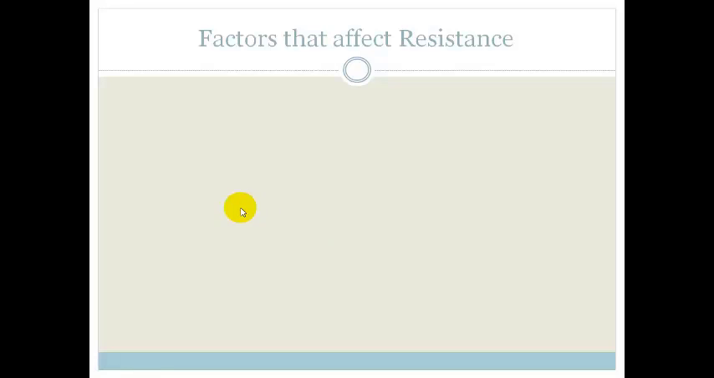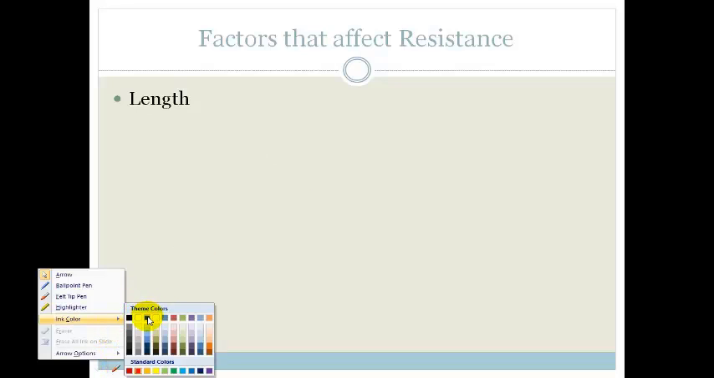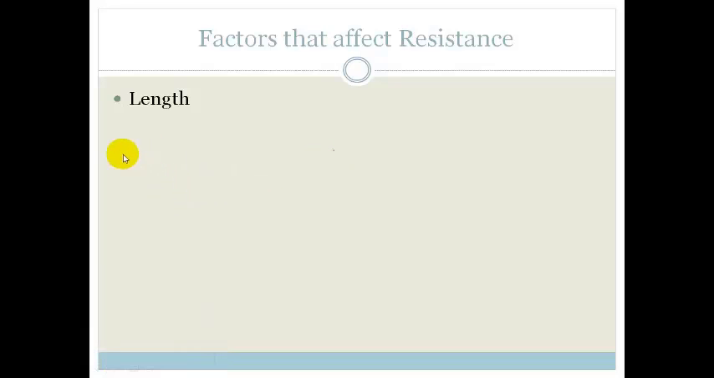Now there are a couple of factors that affect resistance. The first is the length. The way this works is this: the longer the resistor, obviously the more the electrons are going to be bumping into things, so the higher the resistance. The longer, the higher.